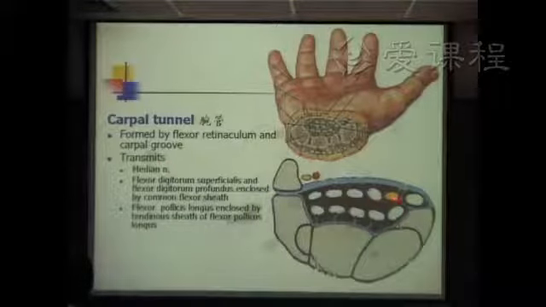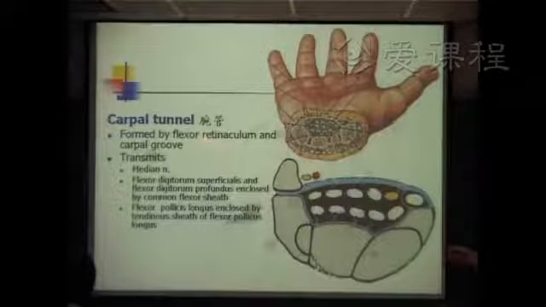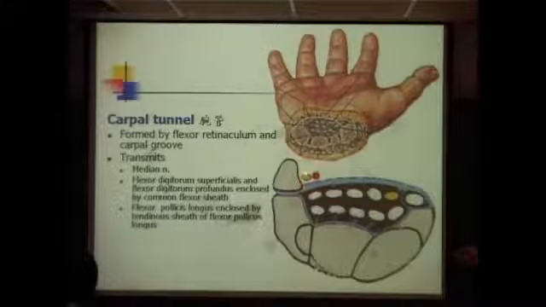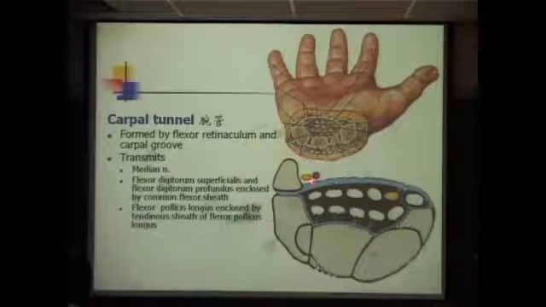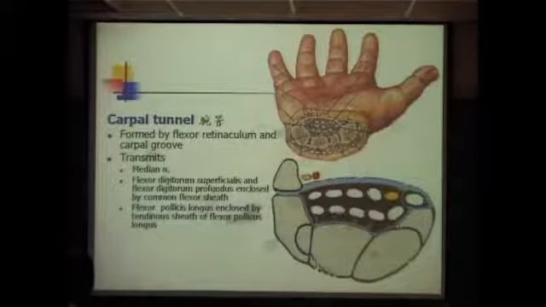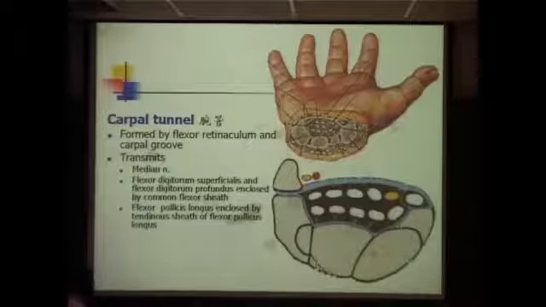The median nerve goes under the retinaculum, and superficial to the retinaculum are two structures. Do you know what these structures are? This is the ulnar nerve, and this is the ulnar artery. Yes, the position is quite different. This artery and the nerve are superficial to the flexor retinaculum.